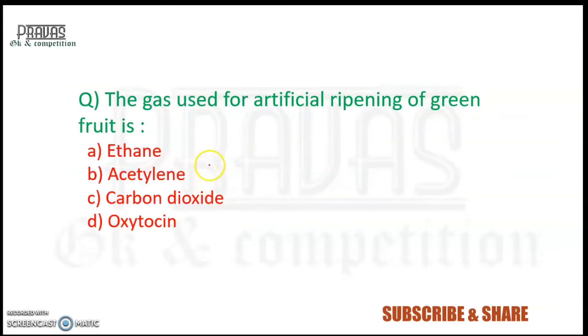The next question is, the gas used for artificial ripening of green fruit is? The options are ethylene, acetylene, carbon dioxide, oxytocin. And the answer is acetylene. Remember, acetylene is used for artificial ripening of green fruit.